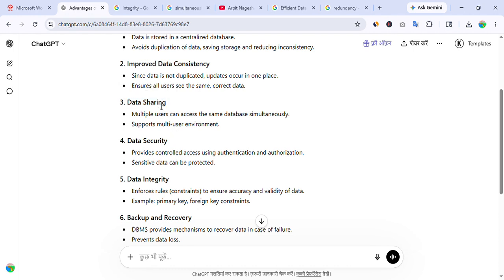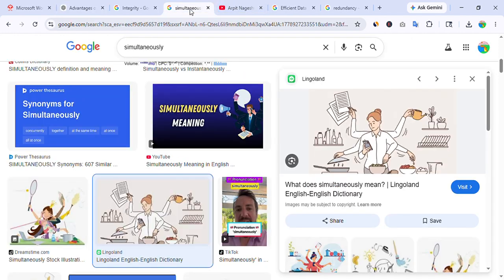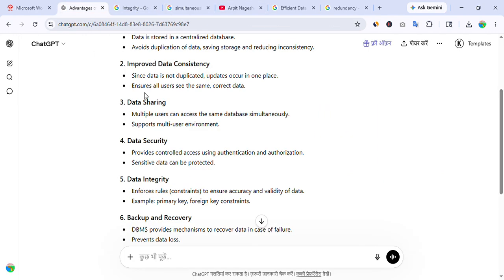What's data sharing? You already know what sharing is. Multiple users can access the same database simultaneously. Simultaneously means at the same time. At the same time, maybe 5, maybe 50, maybe 500 people can easily check the same data. Okay, data sharing we understood.